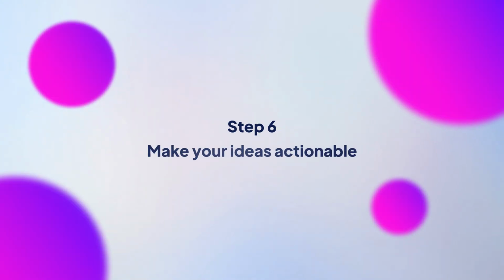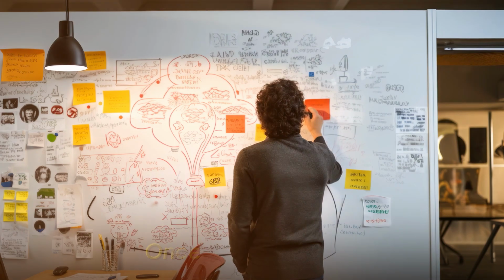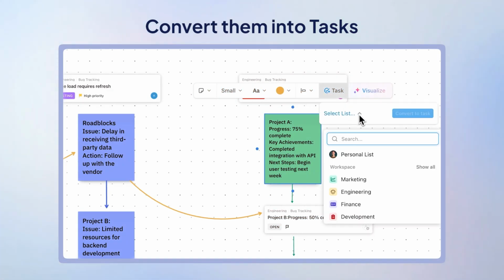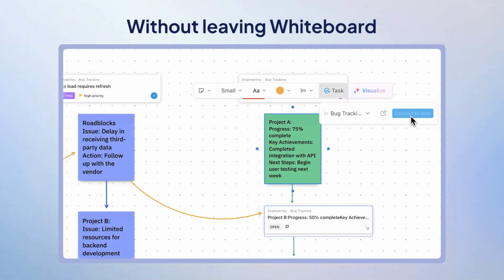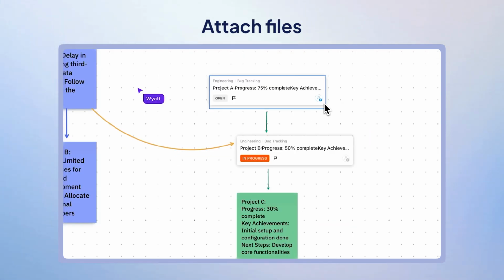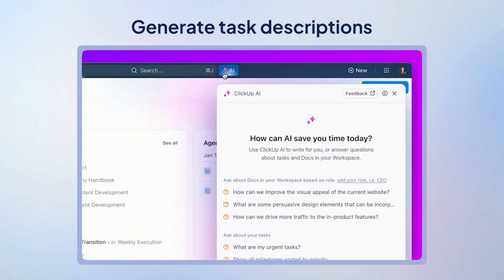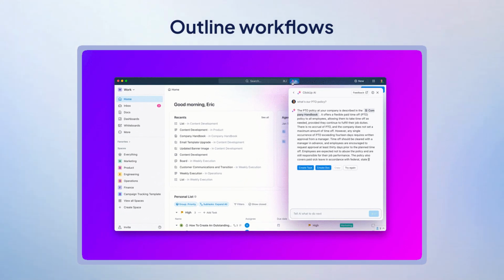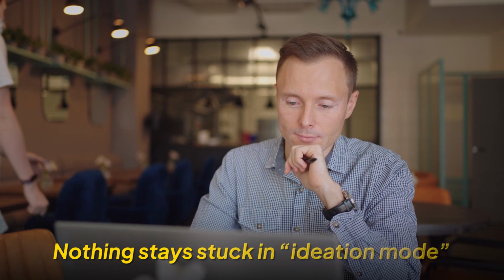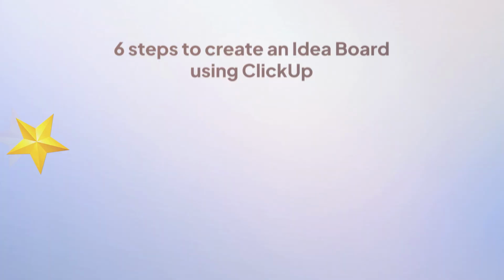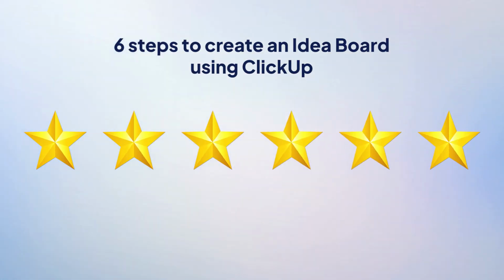Now let's make your ideas actionable. Once the team aligns on the strongest ideas, convert them directly into tasks, without leaving your whiteboard. Link docs, attach files, and assign owners right from the canvas. And with ClickUp Brain, your contextually aware AI assistant, you can even generate task descriptions and outline workflows, so nothing stays stuck in ideation mode. Everything moves toward execution. So that's how you create an idea board that goes beyond brainstorming.